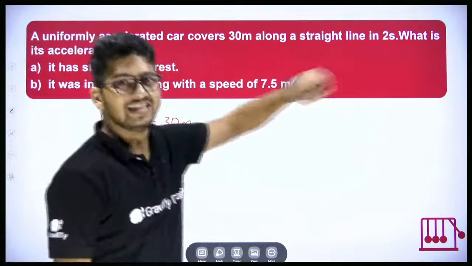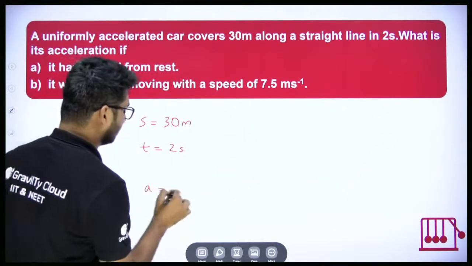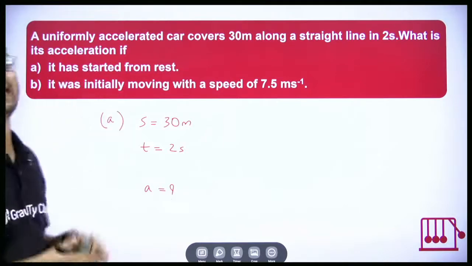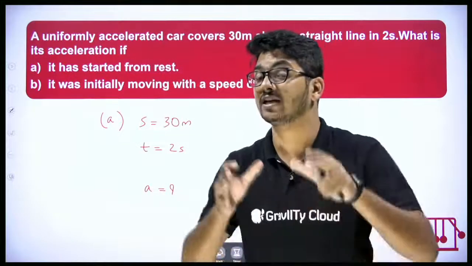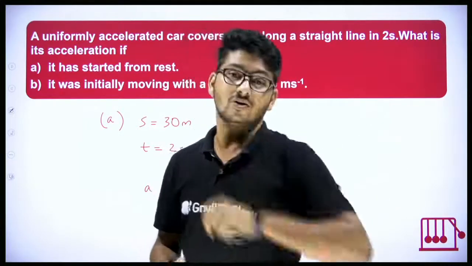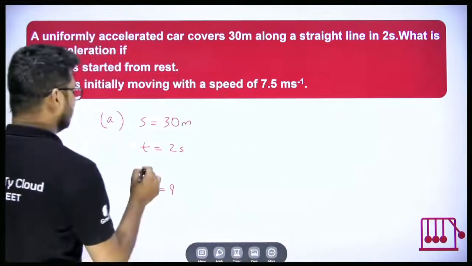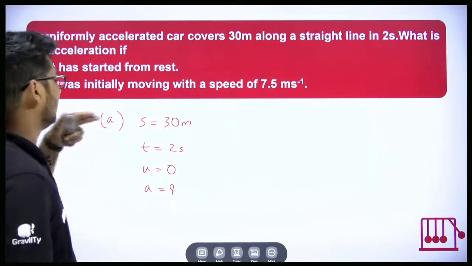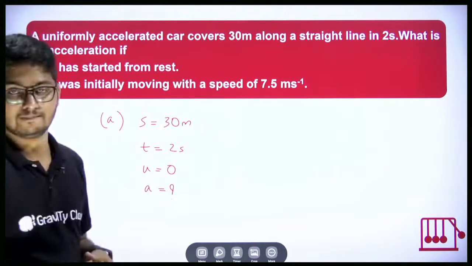Now, what is its acceleration? You have to find out acceleration. If it has started from rest, that means at the beginning its initial velocity is what? 0. Started from rest. Rest will mean the speed is 0. So here the initial velocity is 0. So you have S, you have T, you have U, and you have to find out A.